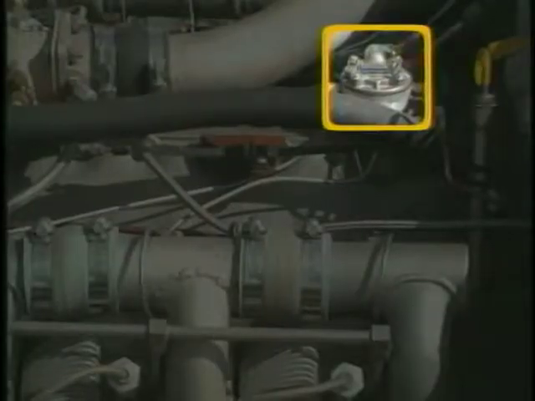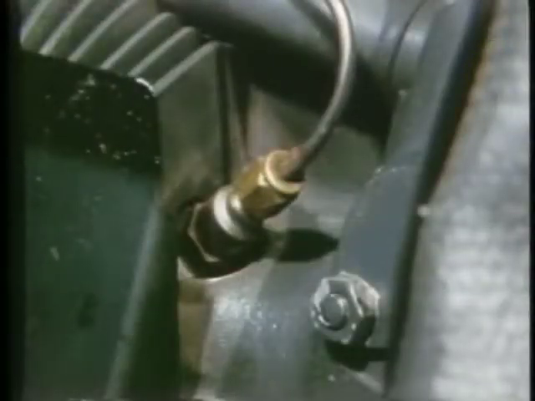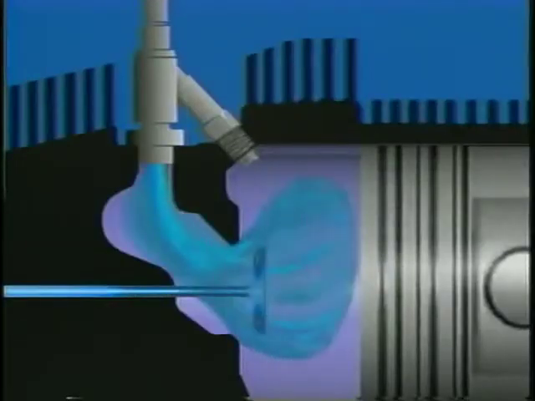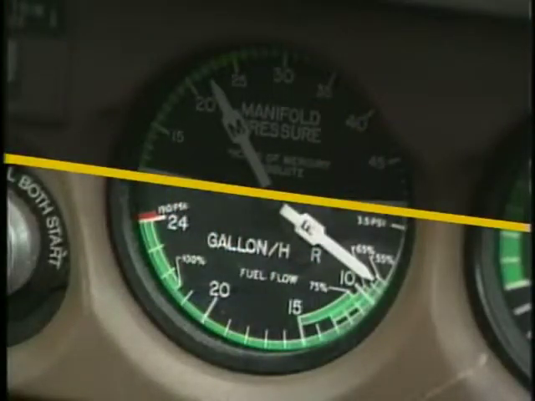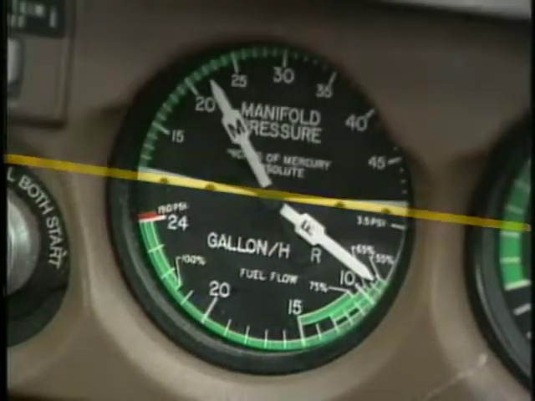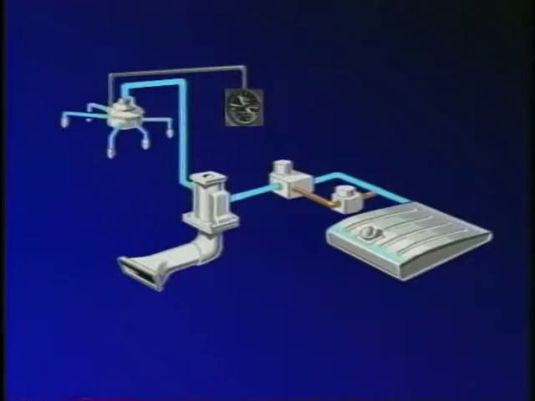After the metered fuel leaves the flow divider, it's injected into the engine through the injector nozzles located on each cylinder head. At this point, the fuel is mixed with the air in the induction manifold just outside the intake valves and combustion chamber. A fuel flow indicator, calibrated in pounds or gallons per hour, is connected to the outlet of the flow divider. It measures the pressure being applied to the discharge nozzles.